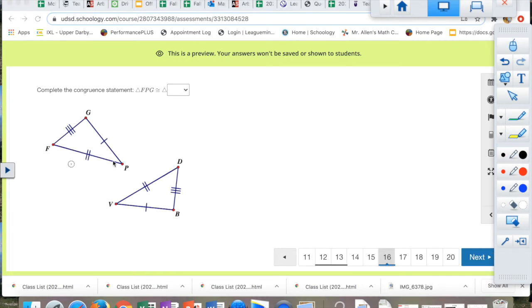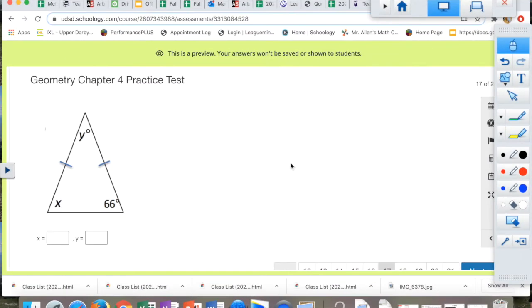Again, I'm going to look at FPG. I'll number these according to tick marks. So I'm going from F to P. F to P is 2 tick marks. Then P to G is 1. And G to F would be 3. So I want to number that 2, 1, 3. So I did D, V, B. So the correct one would be DVB.